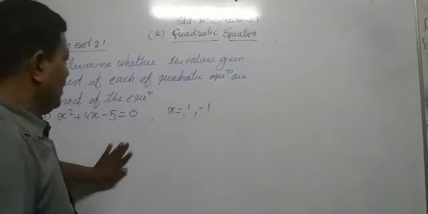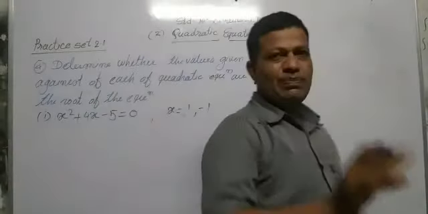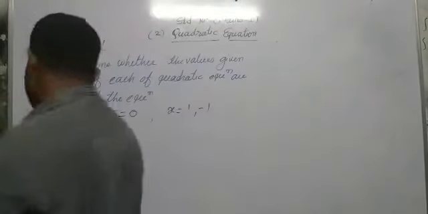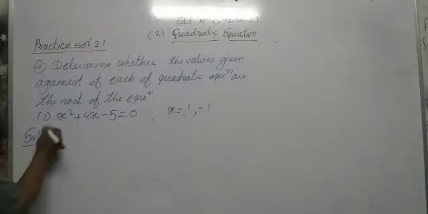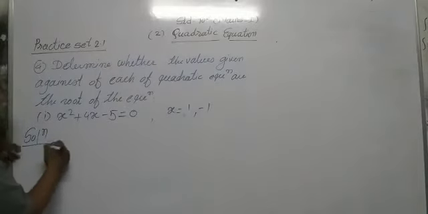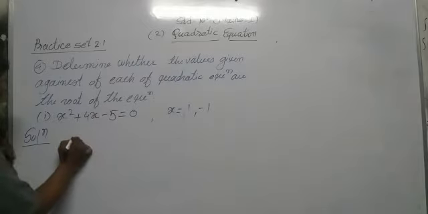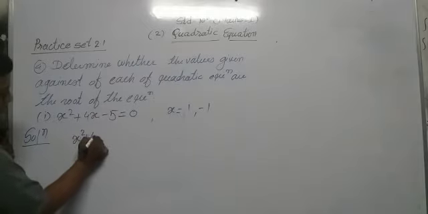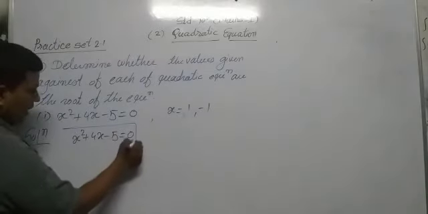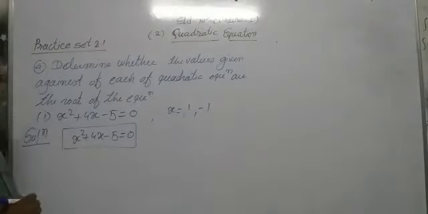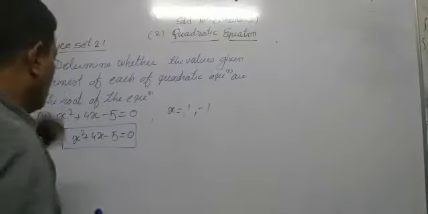Okay, now how to solve that example? So simple example is that. Now write down the solution or answer. First we write down the given equation: x square plus 4x minus 5 is equal to 0. This is my equation. Okay, now what is our first value?